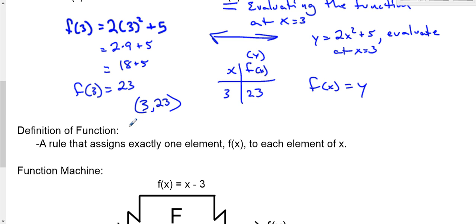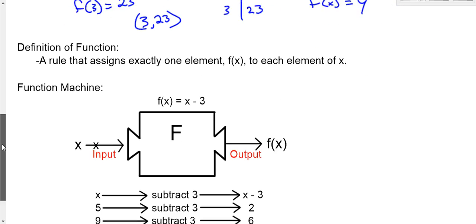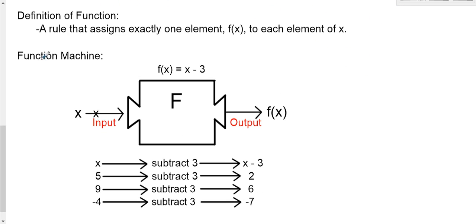Okay? So let's look at the definition of a function. A function is a rule that assigns exactly one element, f of x, to each element of x. So that means no matter what value of x I plug in, I will only get one value as an answer.